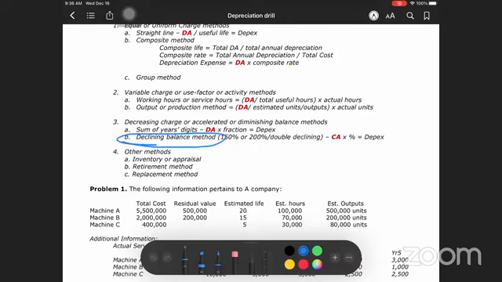What's the basis under the double declining balance method? The base amount is equal to the carrying amount, not the depreciable amount. Again, for all depreciation methods, the base amount is the depreciable amount except for the double declining balance method or declining balance method, because the base amount for the declining balance method is the carrying amount, not the depreciable amount.